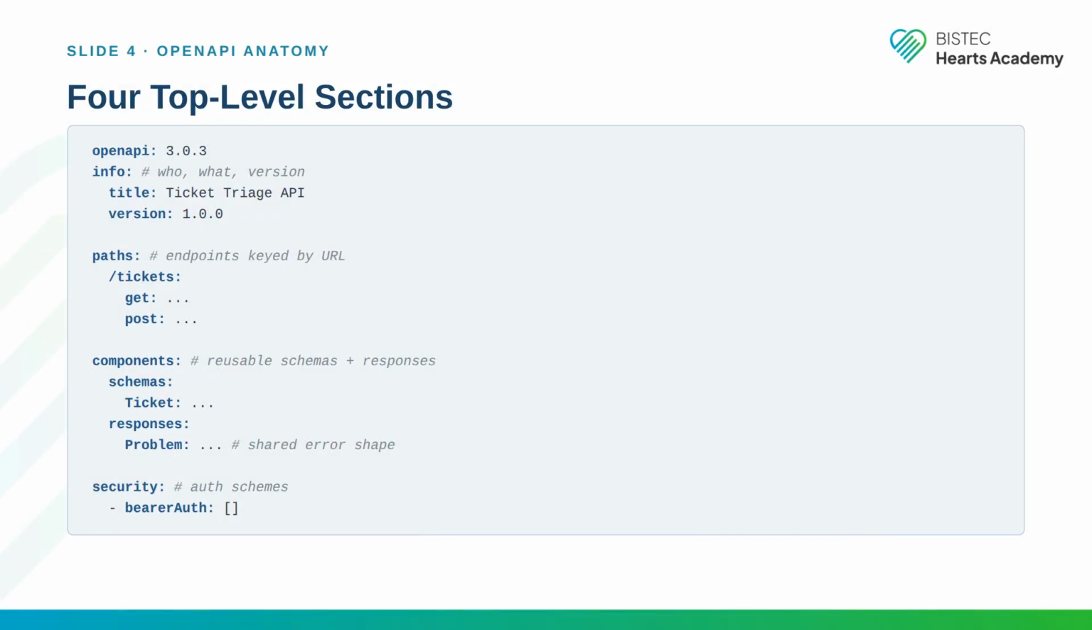An OpenAPI file has 4 top-level sections. Info: who, what, version. Paths: endpoints keyed by URL, with operations keyed by HTTP method. Components: reusable schemas and responses. Security: schemes. Everything else is a variant of one of these. On screen is the minimum viable spec for a ticket triage API.